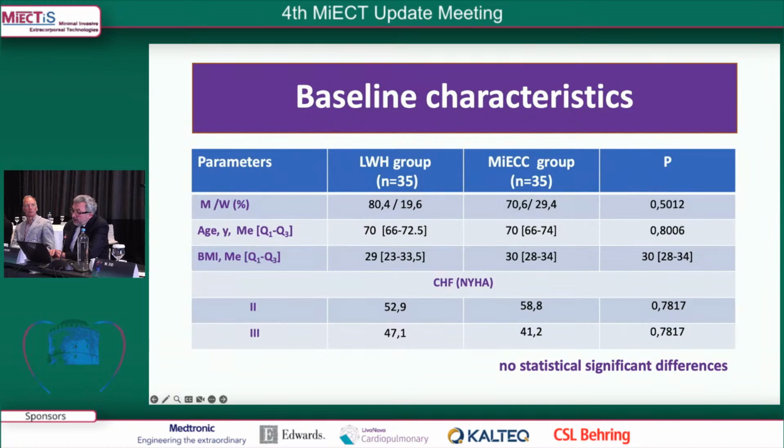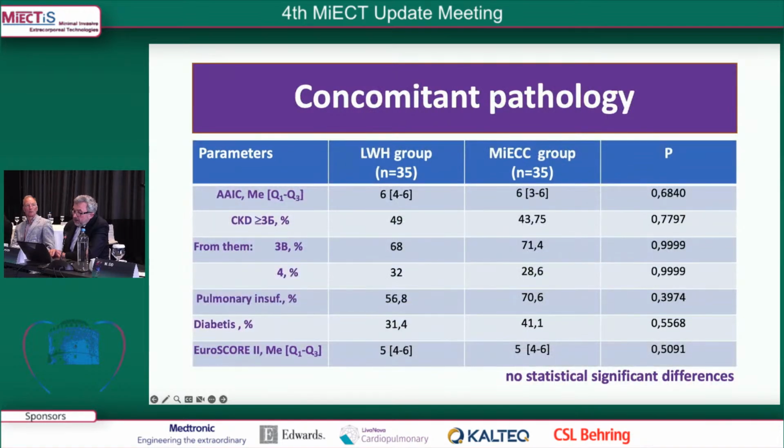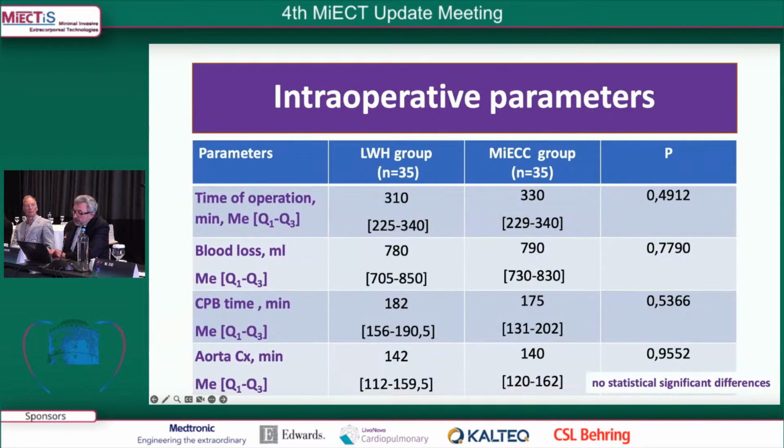According to the main clinical characteristics, there was no statistical difference between the two groups. There was no statistical difference in the main indexes of comorbidity, renal dysfunction, diabetes, pulmonary problems, and the level of EuroSCORE 2. Intraoperative parameters such as intraoperative blood loss, time of CPB, and aortic cross-clamping time were also the same.